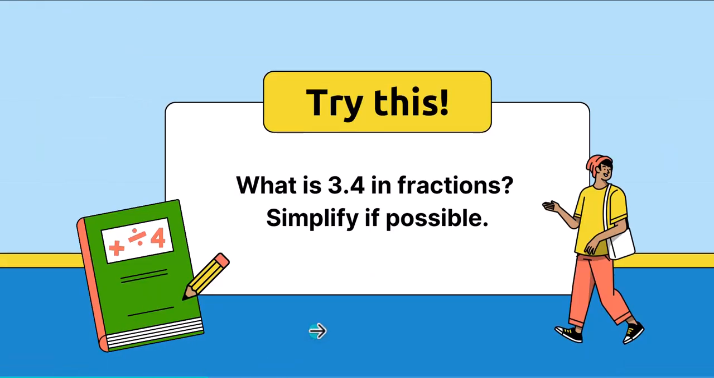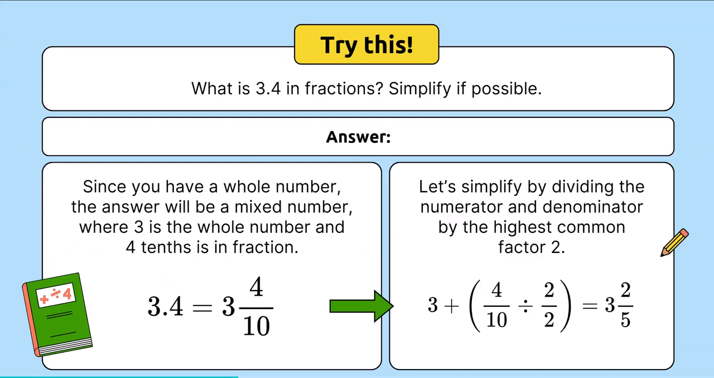Now try this. What is 3.4 in fractions? Simplify if possible. Since you have a whole number, the answer will be a mixed number, where 3 is the whole number and 4/10 is the fraction. We always write the whole number before the decimal, and 4 upon 10's value will be 0.4. Similarly, you can simplify it by dividing the numerator and denominator by the highest common factor, 2.